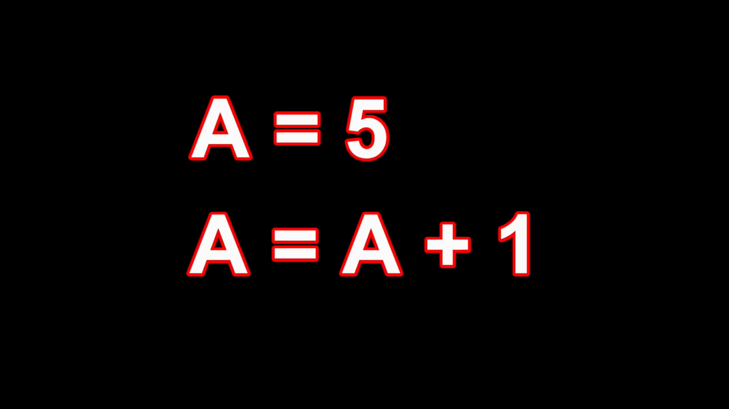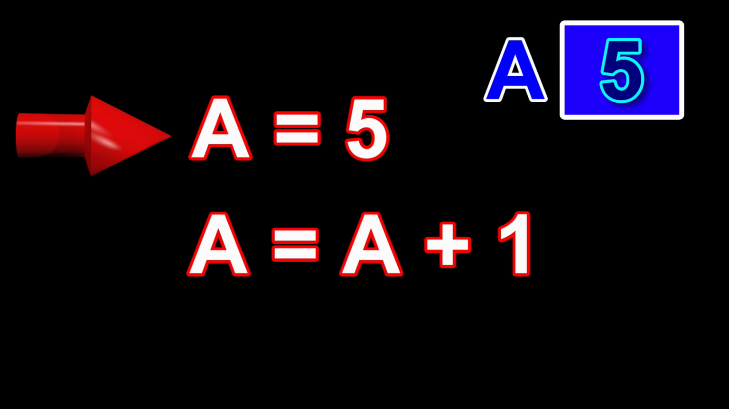Here's another example where programming is different from algebra. Consider the following two statements. In algebra, the second statement is nonsense. However, let's consider these two statements from the perspective of computer programming. First, we execute the first statement, which evaluates the value on the right and places it into the variable on the left. Therefore, the first statement places the value of 5 into the variable a.